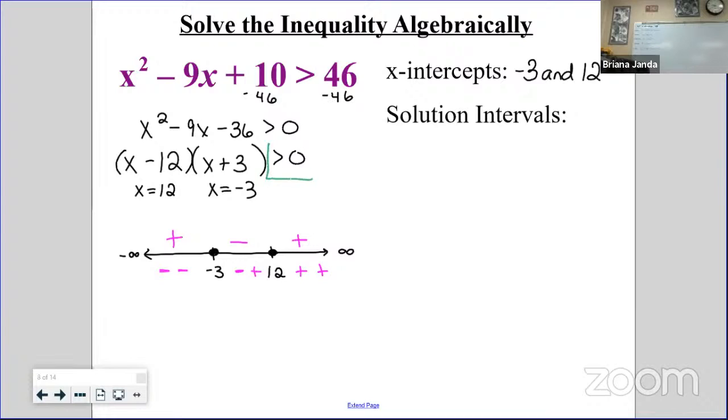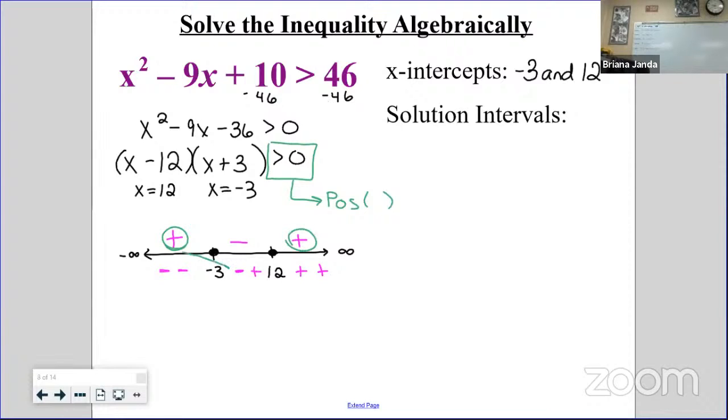All right, now reading our answer. It comes from this. This is sometimes what people miss. I want numbers that are greater than 0. So which sections am I looking for? Positive. And then also remind yourself, if it does not have an or equal to, when I find those sections, I'm going to wrap them in parentheses because I'm not going to include the zeros. It's not equal to 0.